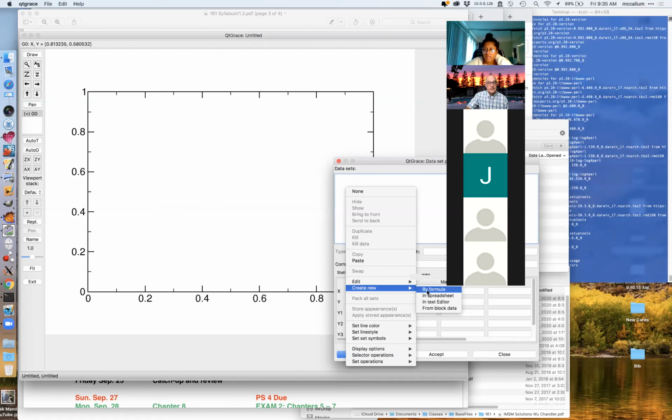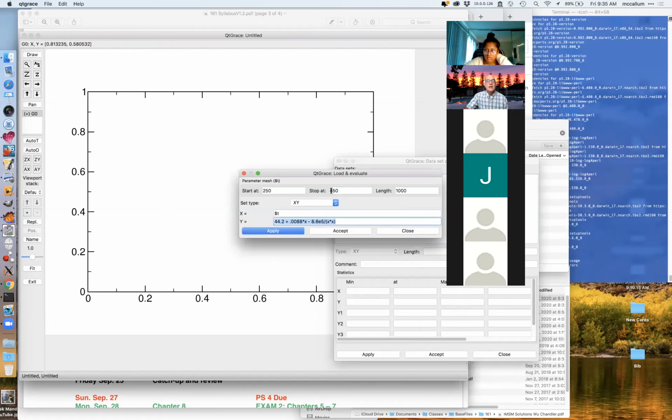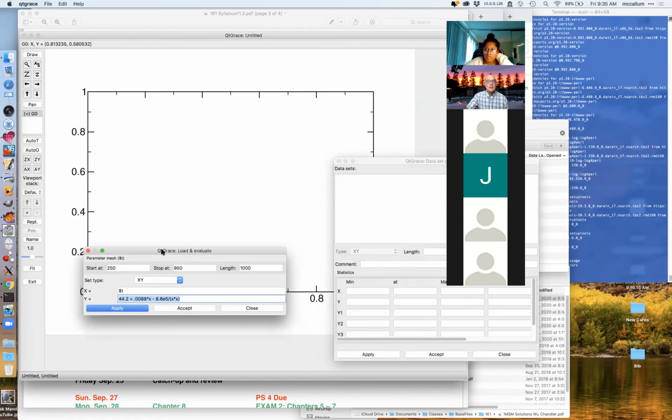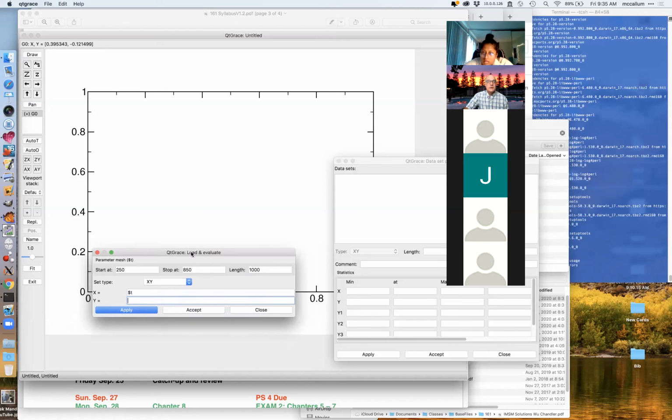So Grace is not really a spreadsheet, right? And spreadsheets are really, I don't really like to use them. Anyway, so let's go to formula. What this is going to do is pop up this window. And I tested this out before class to make sure it works. This allows you to say the start and stop and how many points. The length is how many points you're going to include.